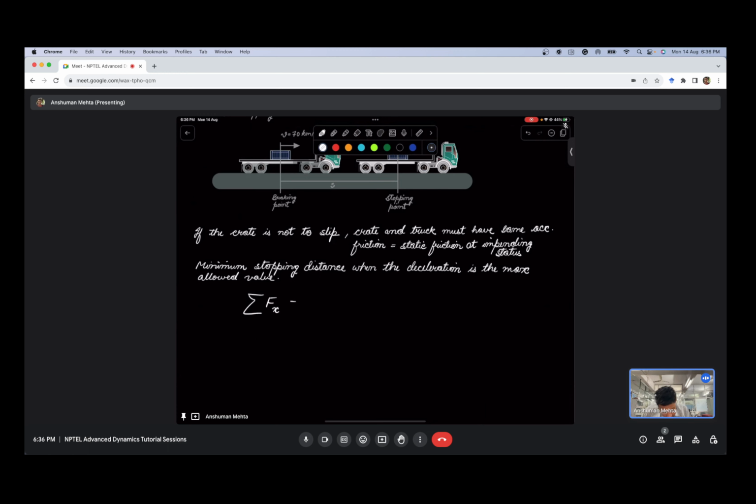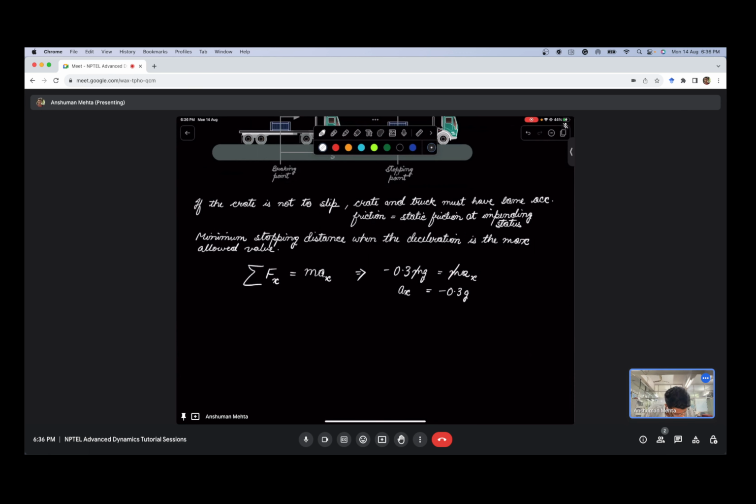Then the x direction is equal to ma. So if we look at that, it will be minus 0.3 mg is equal to ma, and it gives ax is equal to minus 0.3 g. So we are assuming it to be constant for minimum distance.